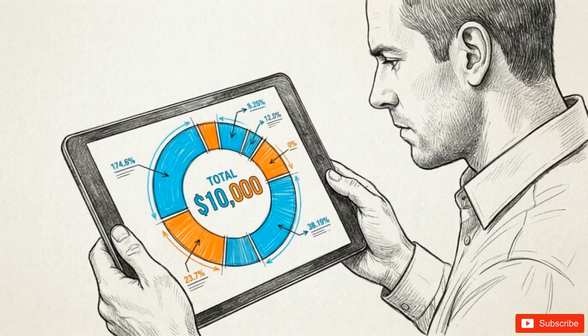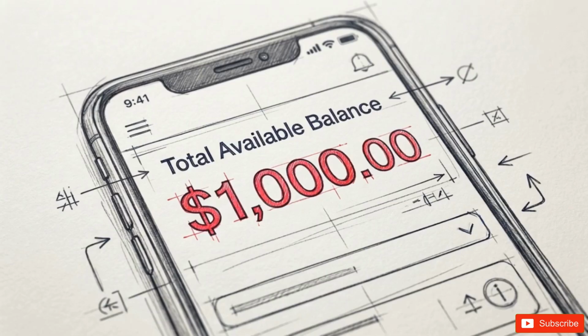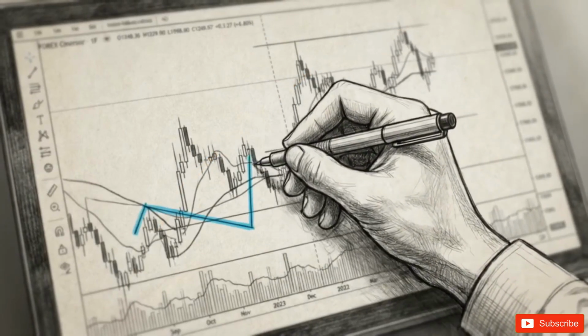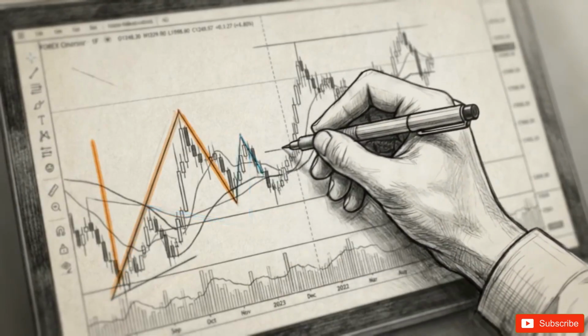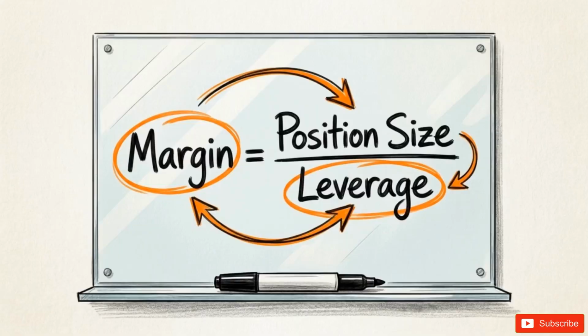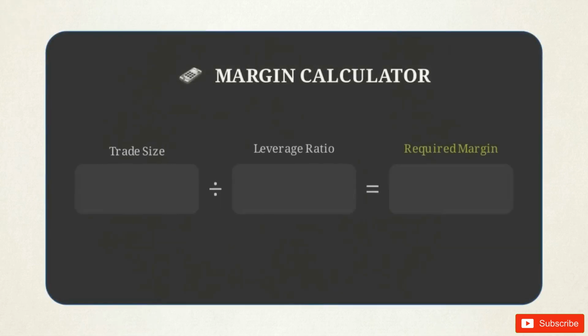Consider a trader named David. He wants to execute a trade controlling $10,000 worth of currency, but his total available account balance is only $1,000. Grasping the theoretical ratio is relatively straightforward. However, surviving daily market fluctuations requires David to translate that broad concept into an exact mathematical formula before he enters the market. This calculator interface displays the exact formula you need to determine your risk. Trade size divided by your chosen leverage ratio equals your required margin.